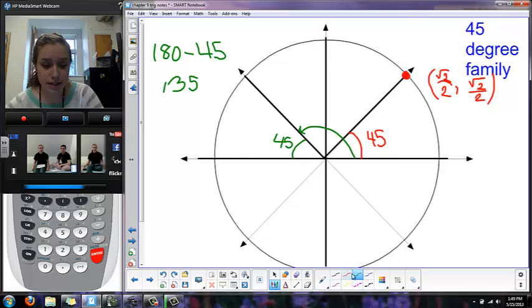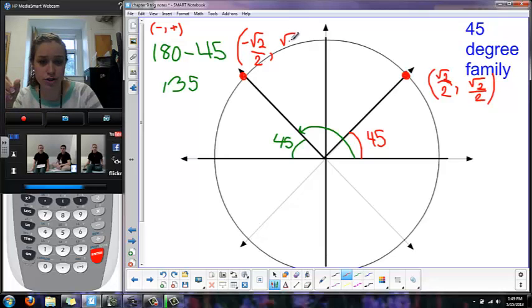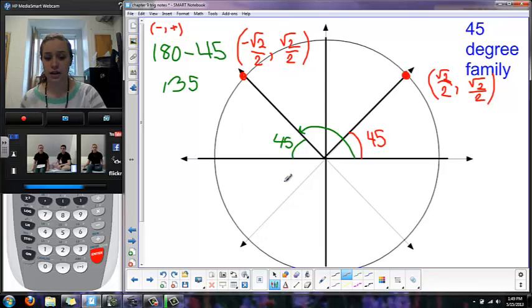And the reason why we say it's in the same family is because the coordinates of this point happen to be the sine and cosine of 45 degrees. The only thing that's going to be different is, you remember how we said that the x values in this quadrant are negative and the y values are positive? So that means that the cosine of 135 degrees is actually going to be negative radical 2 over 2. And the sine stays positive in this quadrant, so it's just going to be positive radical 2 over 2. Okay, so that's in the second quadrant.